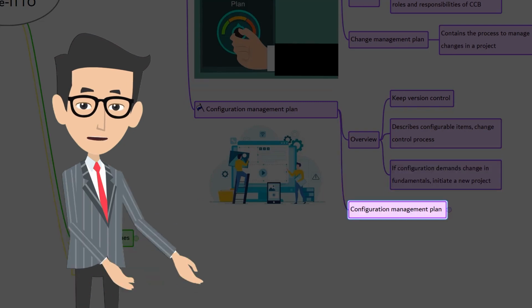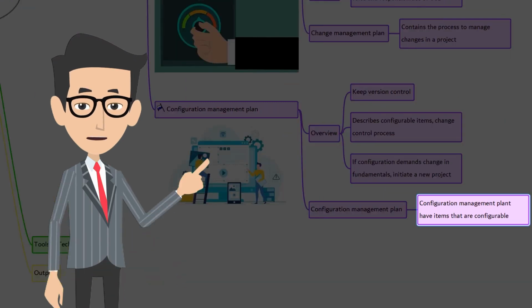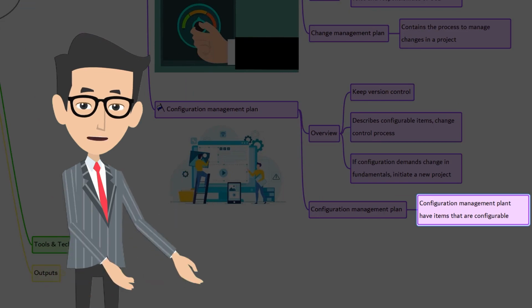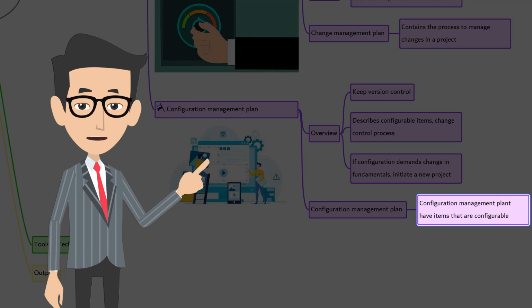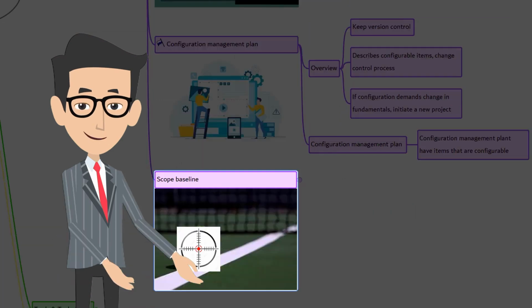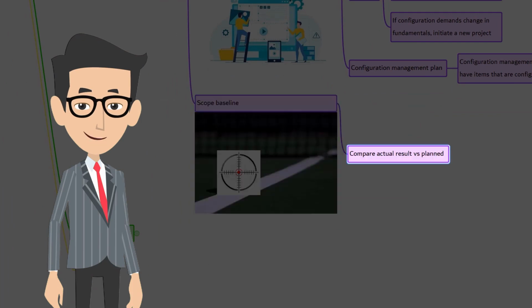Configuration management plan. The configuration management plan has the items that are configurable through formal change control process. This information will be helpful to control and manage the project scope. Next is scope baseline. Scope baseline is used to compare the actual results to determine if a change, corrective action, or preventive action is necessary.